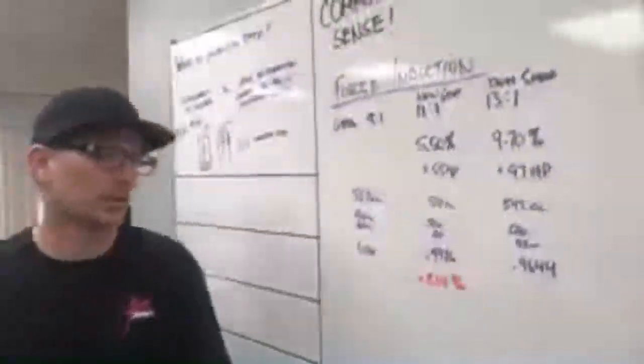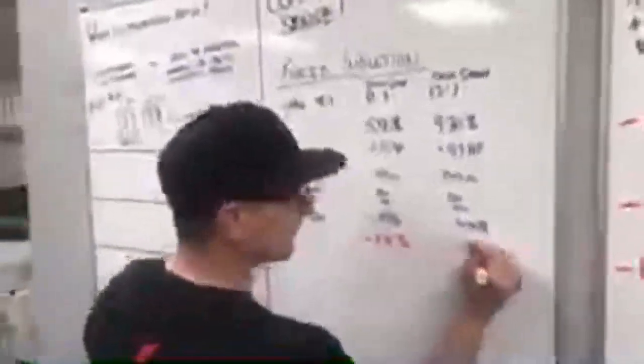Same thing there. 0.9644 minus 1, and negative 3.56. Okay. So, guess what happened? You thought you were getting 5.5%, but look, you lost 2.14% in the volumetric efficiency of this engine because there's no longer that space to fill.